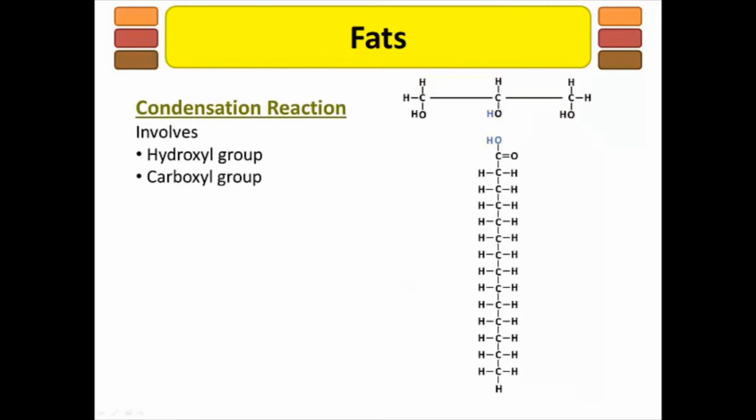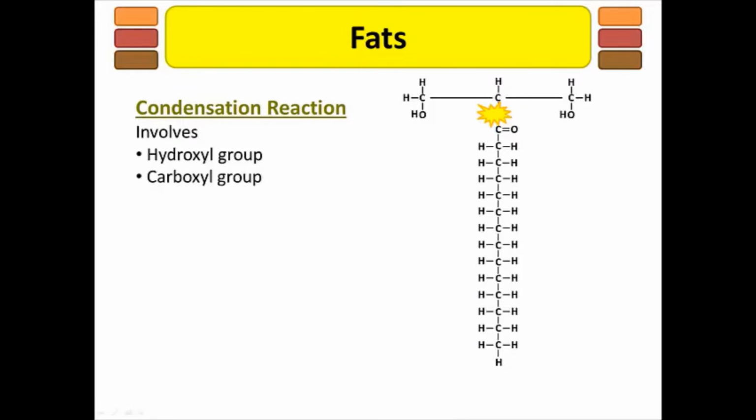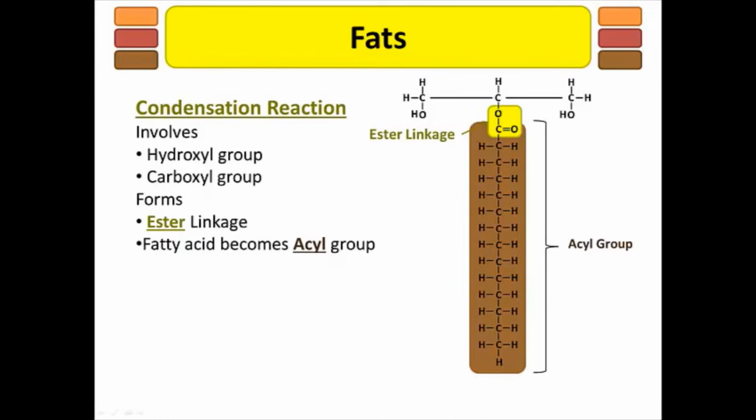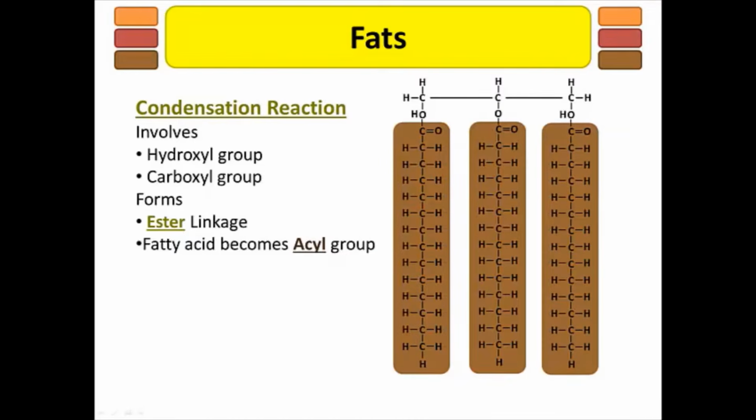Attaching each fatty acid to the glycerol backbone involves a condensation reaction. In the reaction, a carboxyl group from the fatty acid is brought together with a hydroxyl group from glycerol. A new bond is formed, and a molecule of water is released. The resulting bond is called an ester linkage. The attached fatty acids are now referred to as acyl groups. Attach 2 more acyl groups, and it's easy to see why the chemical name for fats is triacylglycerides.